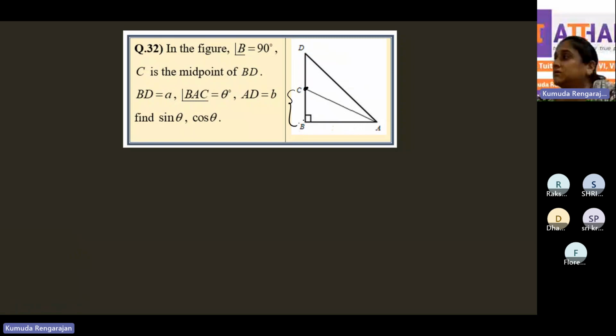How much is BC, children? A by 2. And how much is CD? A by 2. And do we know anything else? AD is B. Now, what are you going to find first? AB. You're going to find AB. Then after finding AB, you will find AC. How much is AB?